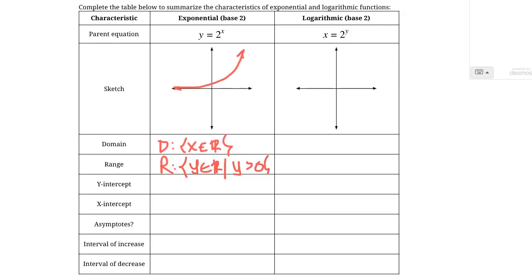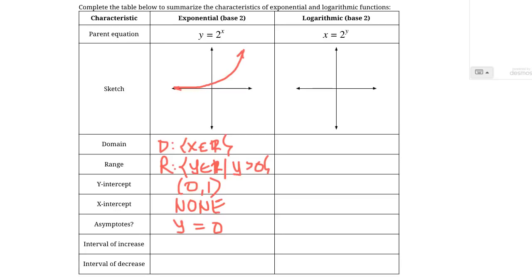We have a y-intercept, and that occurs, as we looked at with the graph, when x equals 0, y is just going to equal 1. So that's (0, 1). And do we have an x-intercept? The answer is no, because it's asymptotic to 0, right? So none. And we do have what seems to be a horizontal asymptote when x goes to negative infinity, right? So when x is going this way, we have a horizontal asymptote at y equals 0.